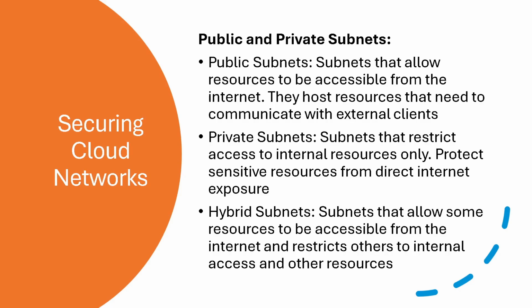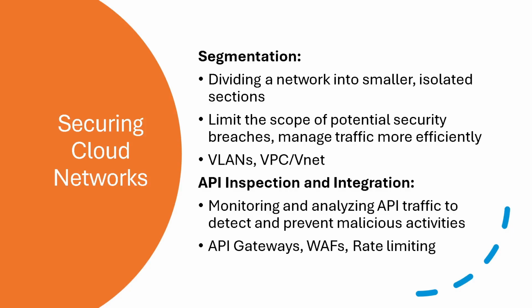It protects sensitive resources from direct internet exposure. Hybrid subnets are subnets that allow some resources to be accessible from the internet and restrict others to internal access. Segmentation refers to dividing a network into smaller, isolated sections in order to limit the scope of potential security breaches and manage traffic more efficiently. We use VLANs or VPCs for the same.